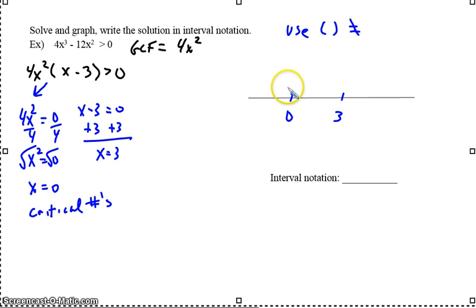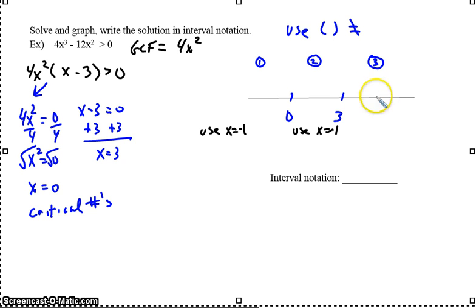Okay, so now that I've got my numbers on here, that's going to divide our graph up into 3 test zones. So if I'm going to pick a value for test zone 1, I'm going to use negative 1. In test zone 2, let's use x equals 1, and in test zone 3, let's use x equals, let's say 4. You can use any number in there. Obviously, the smaller the number, the easier your algebra will be.